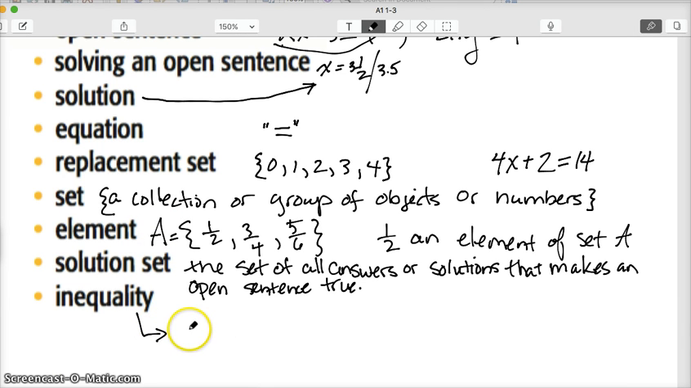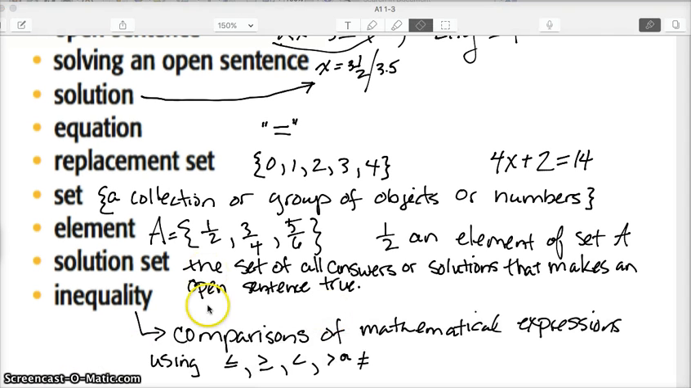And finally, we have inequalities. Inequalities are comparisons of numbers or expressions. So an inequality is a comparison of mathematical expressions using the less than or equal to, the greater than or equal to, the less than, the greater than, or the simply not equal to symbol. So when we use these symbols as opposed to the equal sign in an equation, that is an inequality. And with that in mind, I think this would be a great time to start some example problems.